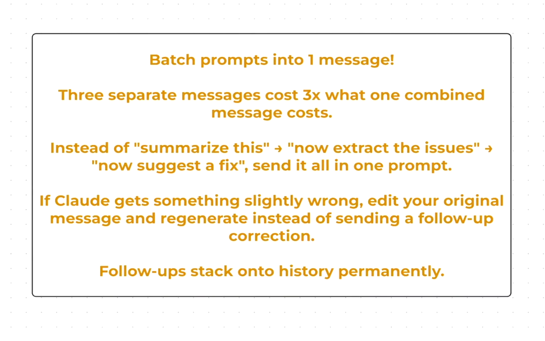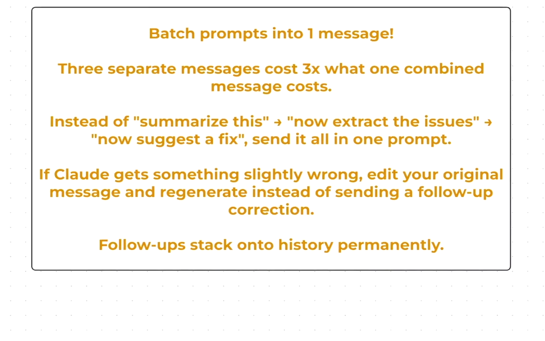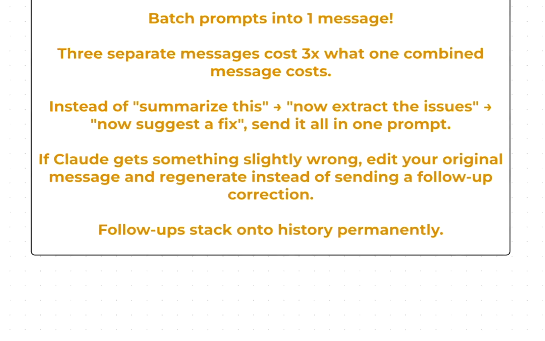So batch your prompts into one message. Three separate messages can cost you three times more than one combined message. So instead of "summarize this," then "now extract this issue," then "now suggest a fix," you can send this in one prompt, and Claude will understand what you need and what needs to be fixed. And if Claude gets something slightly wrong, edit your original message and regenerate instead of sending a follow-up correction. Follow-ups stack on history permanently, and it can eat your tokens.